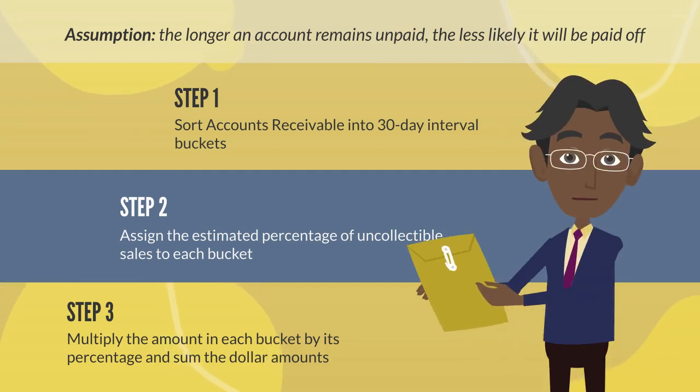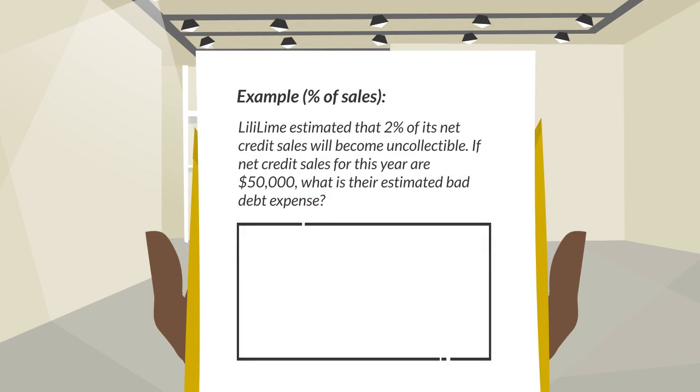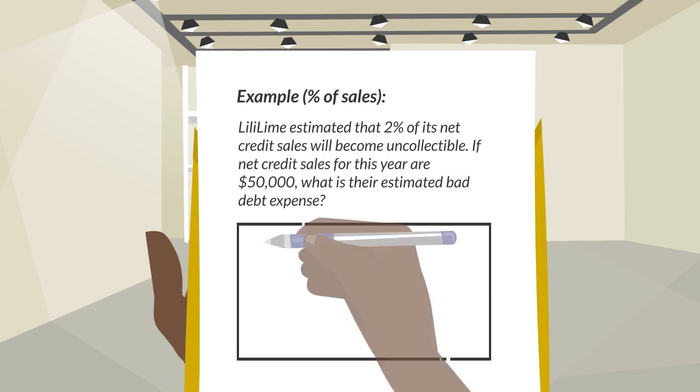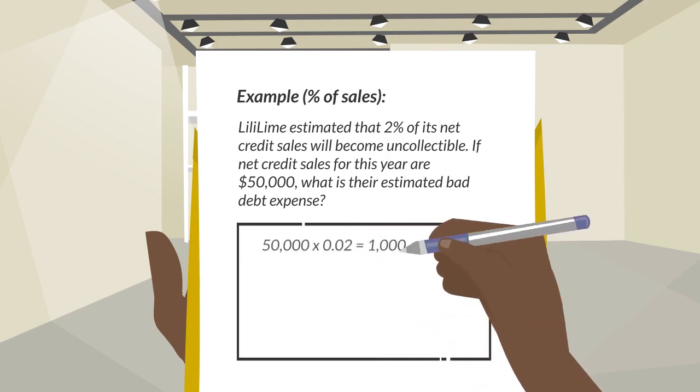Ready for a question? Let's look at a real-life example to understand how the journal entries look. Lily Lime estimated that 2% of its net credit sales will become uncollectible. If net credit sales for this year are $50,000, what is their estimated bad debt expense? $50,000 times 2% is $1,000.